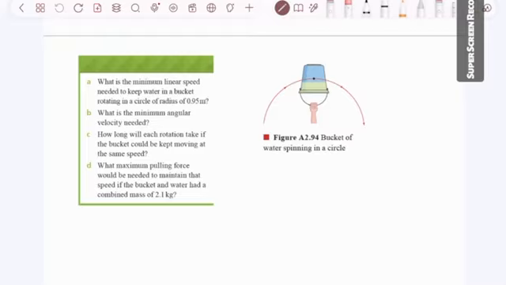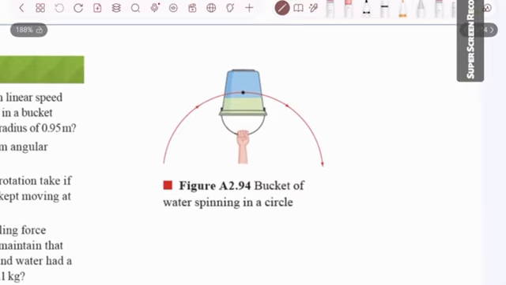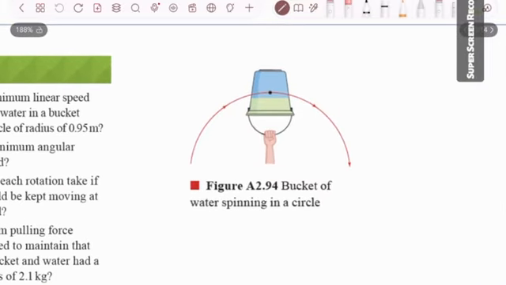In this question, we have a bucket of water spinning in a circle, and in part A, we are asked, what is the minimum linear speed that's needed to keep the water in a bucket rotating in a circle of radius 0.95 meters? Okay, so in this position of the bucket, we just talked about mg and normal being in the same direction, which is going downward. So I'm just going to draw our forces right here, mg and normal.